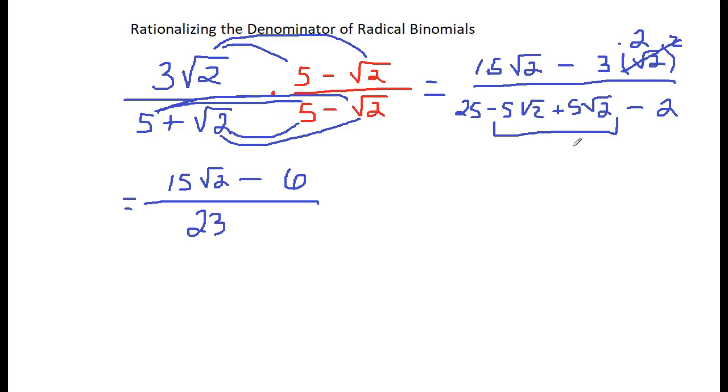So we have our answer. 15 radical 2 minus 6 all over 23. That's it. Quite ugly looking, yes, but not as bad as it looks. Don't let it scare you.